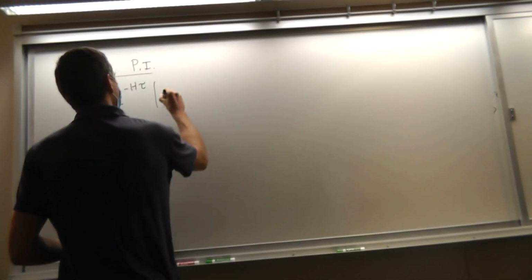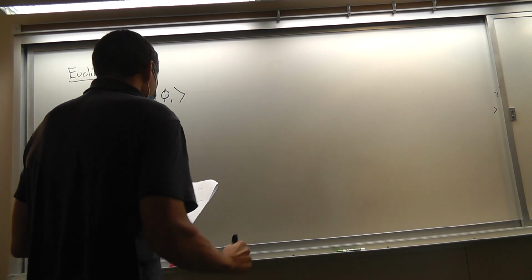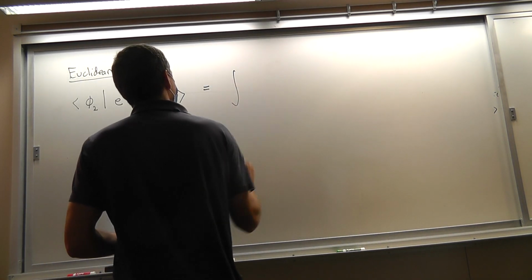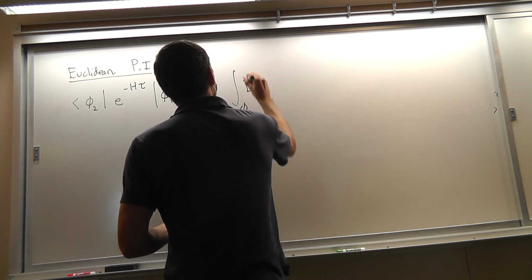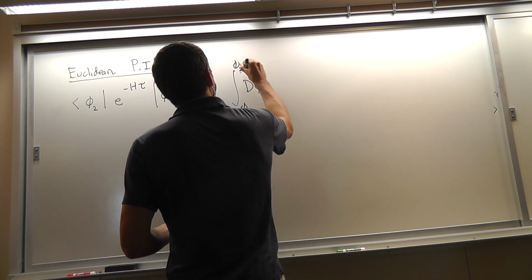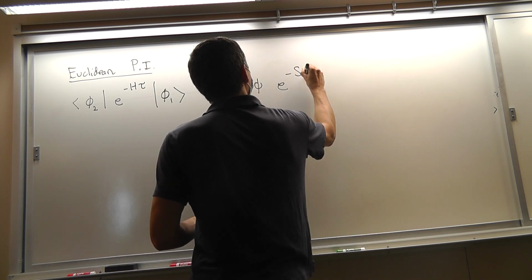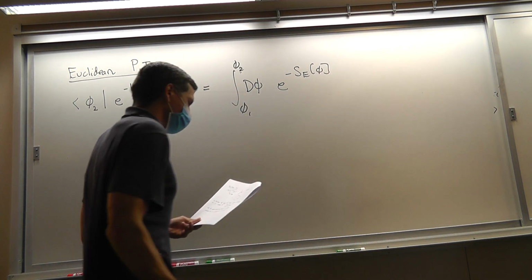Again, we're calculating a transition amplitude, but now it's evolution by a non-unitary operator. Tau here is Euclidean time, since there's no i. This operator is non-unitary, but we can calculate that amplitude. And the basic rule of the path integral is that this is given by the path integral with boundary conditions phi 1 and phi 2 of e to the minus S Euclidean.